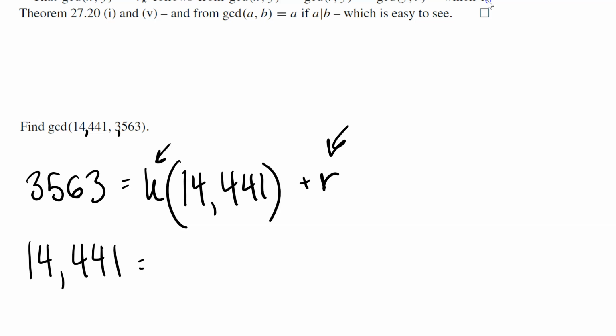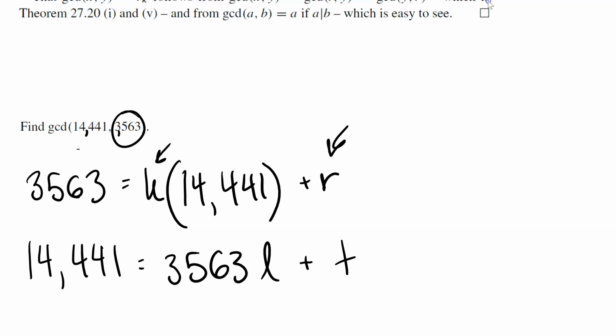So our next step would be 14441 equals, and then our r is this times, maybe L this time, plus T. Okay, so save yourself the struggle and just pick the smaller of the two and have that be the multiple. Okay? All right.